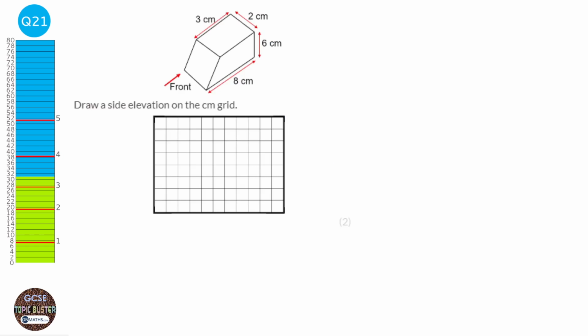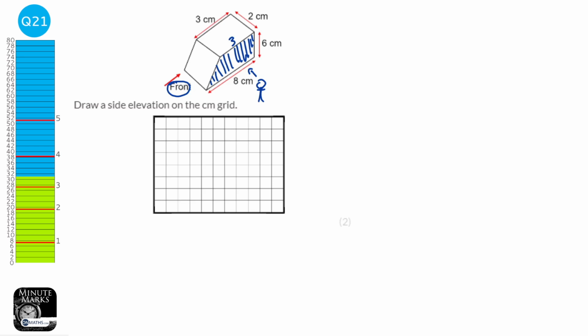A side elevation is the view you'd get if you were standing at the side of a shape. So I'm standing here, and it's the view I'll get. Well, it would be this trapezium here. And to know which side is the side and which one's the front, well, the front is always going to be labelled. They do normally label the sides as well for you. So we're going to draw this trapezium. So the top bit is 3, then it's 6, then it's 8.